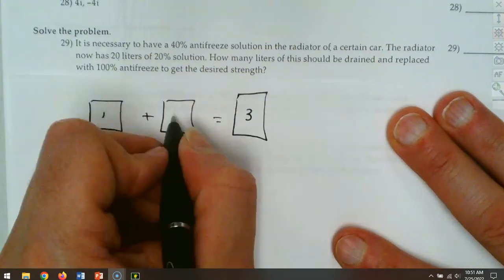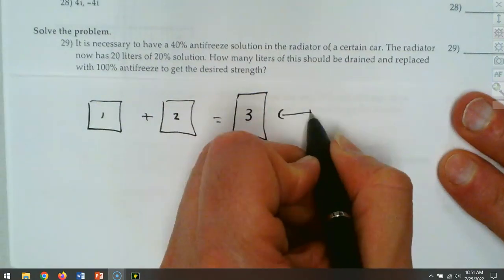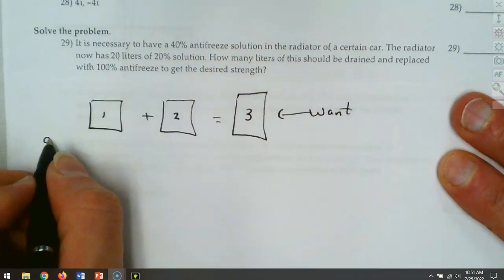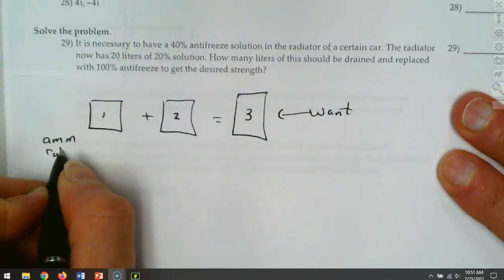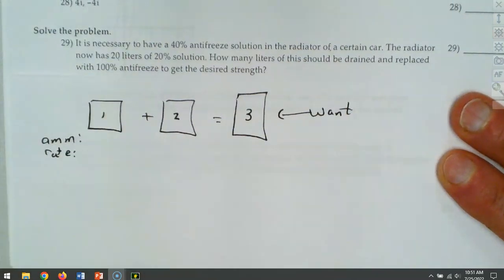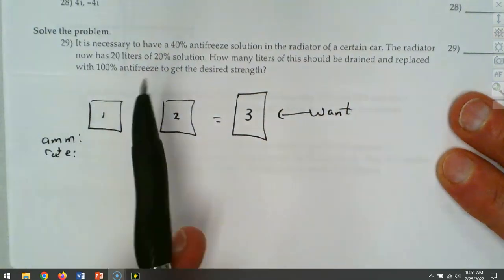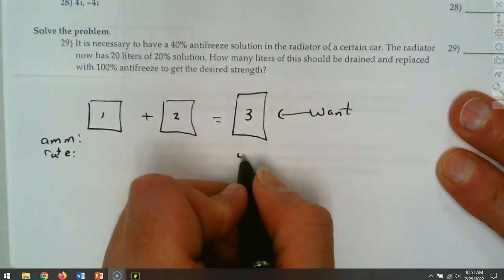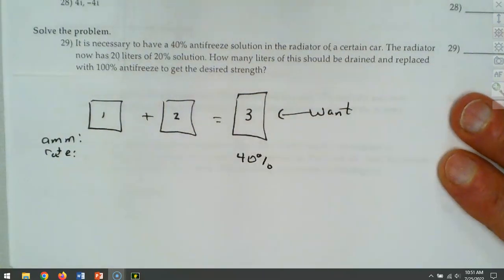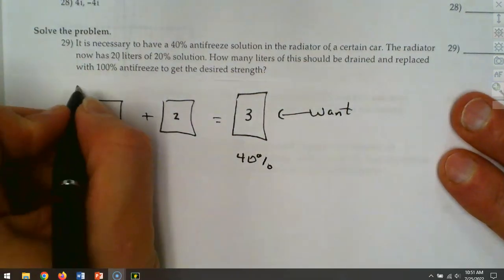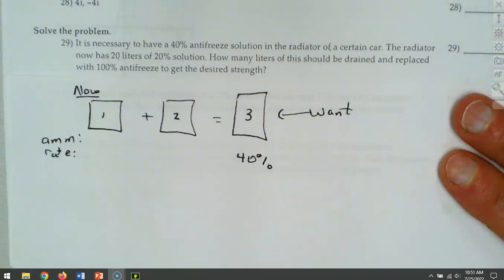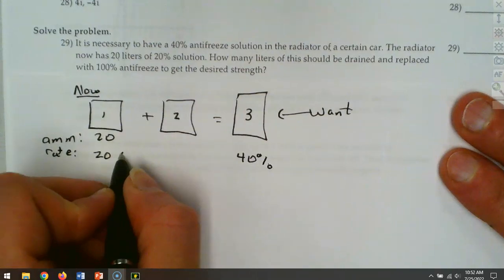So when it says it is necessary, that means that's what we want. And what we want at the end, when we are done here, is 40% in the car. As of right now, what does the car have? Well, the car comes in the shop full, with 20 liters of a 20% solution.